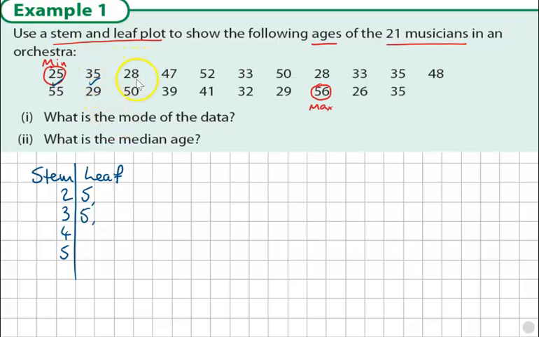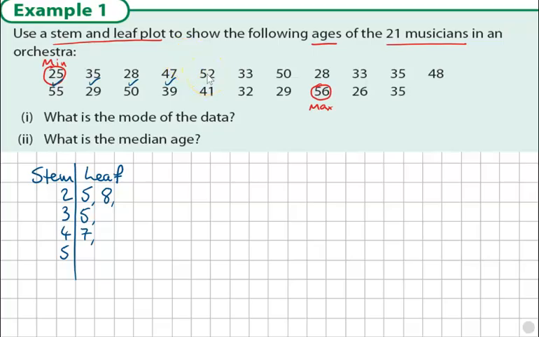Next we have 28. So we're going to put an 8 to the right of the 2 again. So it will be 28. So that 8 there represents 28 and a comma. We tick off the 28. Next we have 47. So we're going to put a 7 to the right of the 4 and a comma. So that 7 represents 47. We tick off the 47.